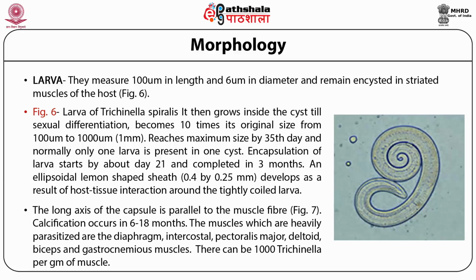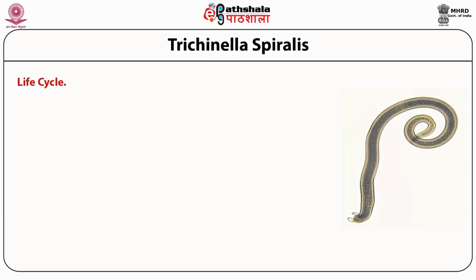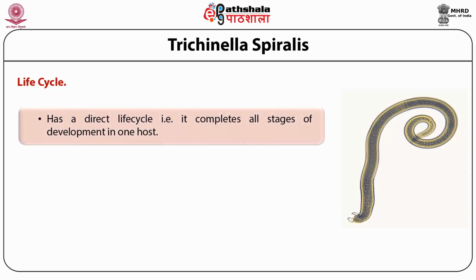The muscles which are heavily parasitized are the diaphragm, intercostal, pectoralis major, deltoid, biceps, and gastrocnemius muscles. There can be 1000 Trichinella per gram of muscle. Trichinella spiralis has a direct life cycle, that is, it completes all stages of development in only one host.